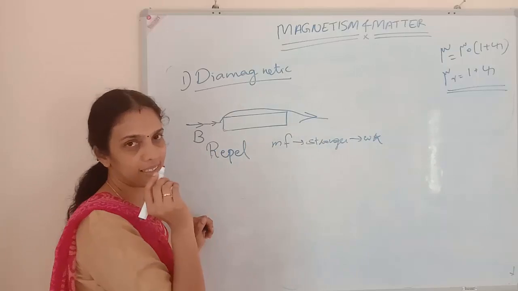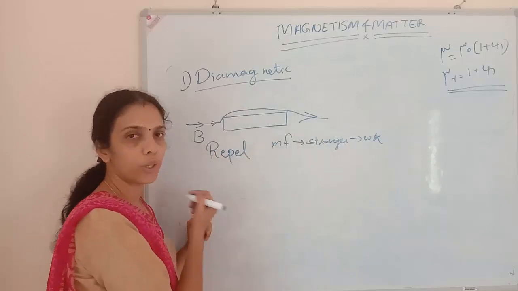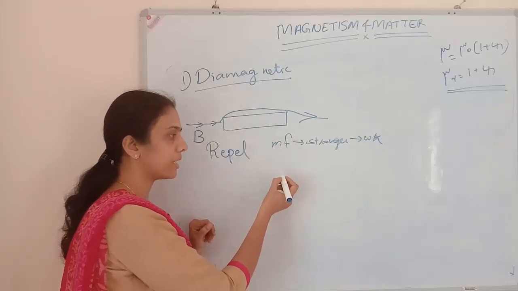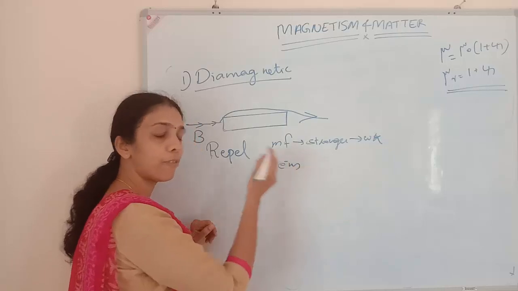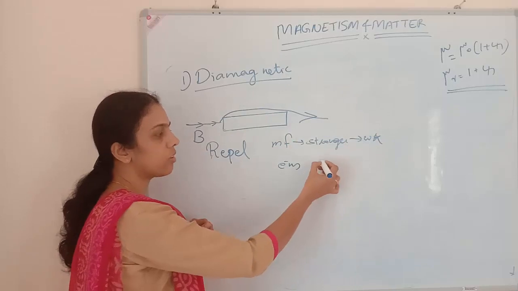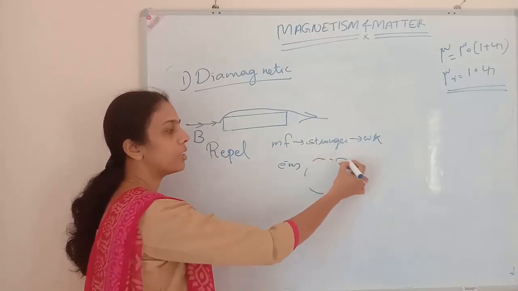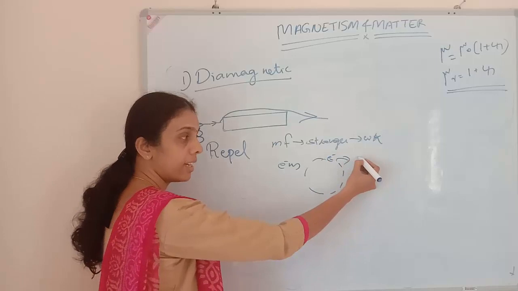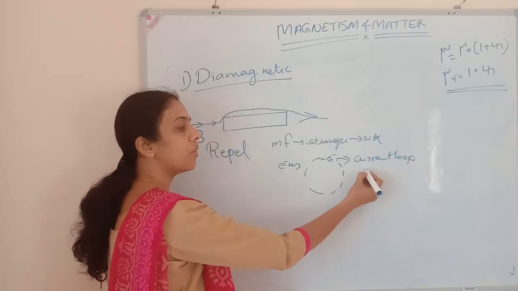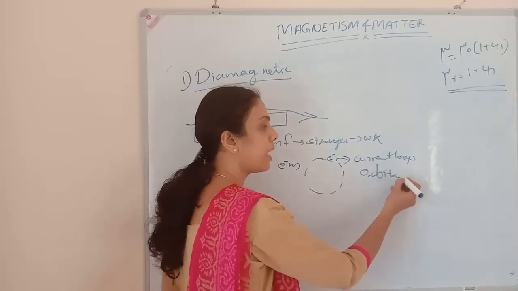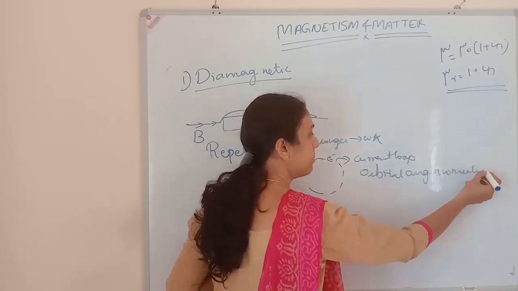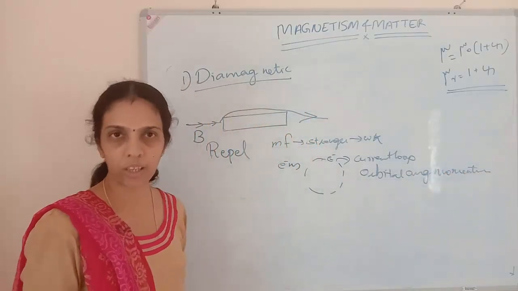So what will be the reason? A simple explanation we can give for this diamagnetic material: every metal has electrons revolving around in circular orbits. Each can be considered as a current carrying loop. So it will have some orbital angular momentum, as it is moving with a particular angular momentum.